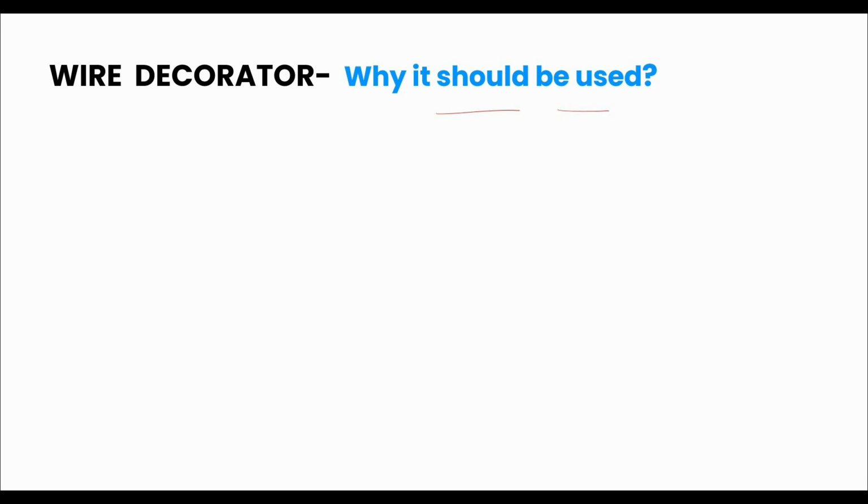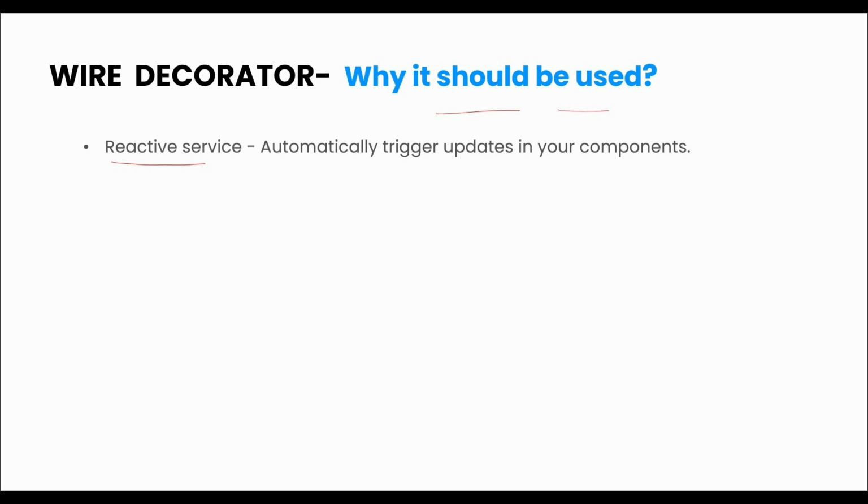Okay. Now, if we talk about why we should use the wire decorator to read data, then in detail we will discuss this question separately. But if we talk about the main reasons I can think of, first, the wire decorator is a reactive service. Here reactive means whenever data gets changed in LDS cache, the wire decorator will automatically update that data in the component as well. We'll explain this point more in the LDS video, the Lightning Data Service video.